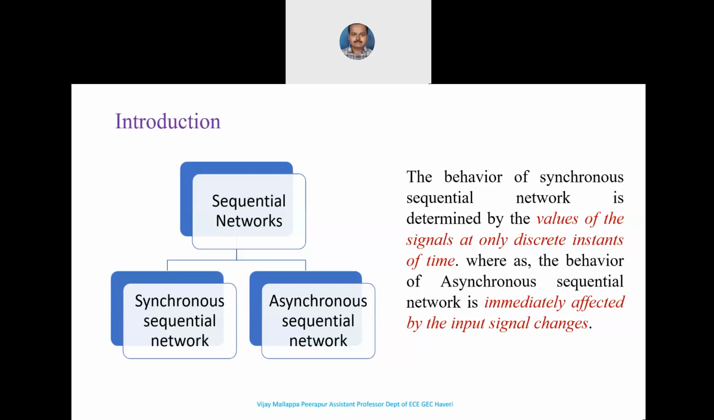In synchronous circuits, we use a clock signal. When it comes to asynchronous, we don't have a clock signal. It is completely dependent on the input signals you apply. Depending on the input signal changes, the output will also be immediately reflected, right?